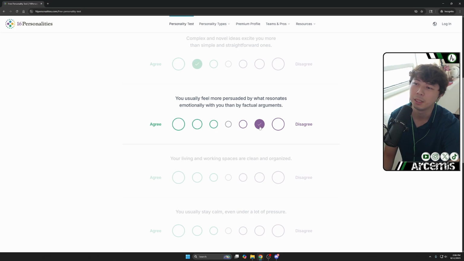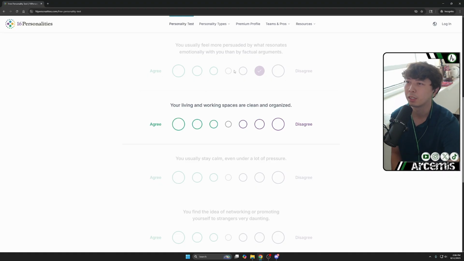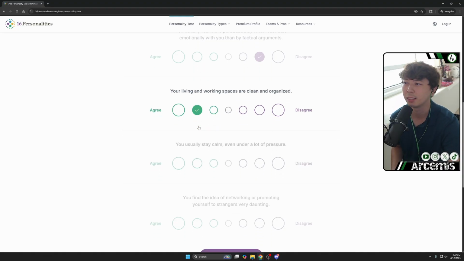This is probably going to be a disagree, maybe not super strongly, but kind of highly, just because I trust facts more than my own emotions. Your living working space are clean and organized. At least right now it is. Typically it's organized. I'm not sure if I would go as far as to say clean. I don't think it's dirty. I don't need to clean every day, right? Maybe I'll give that one.